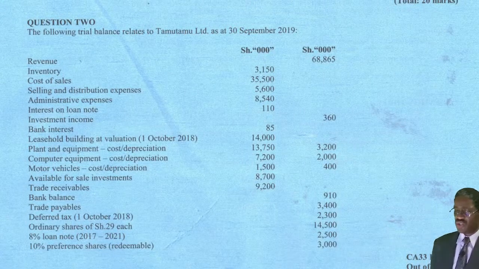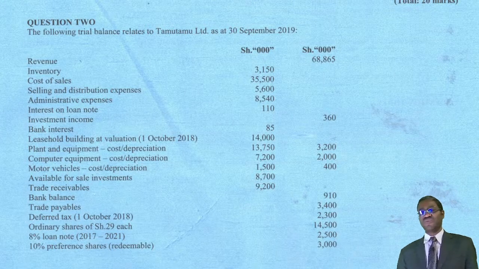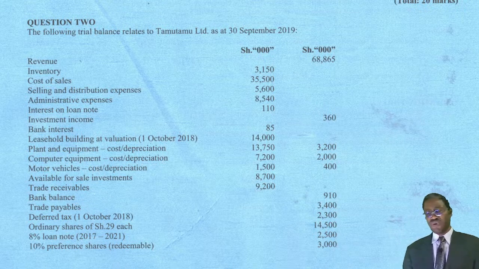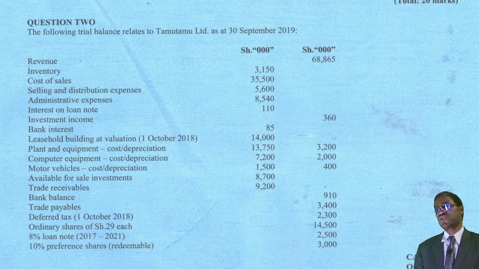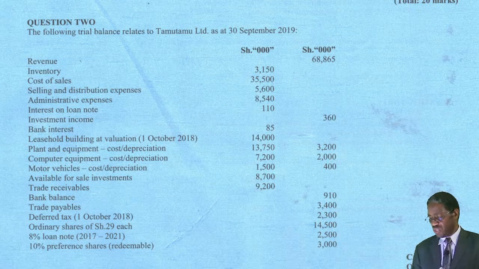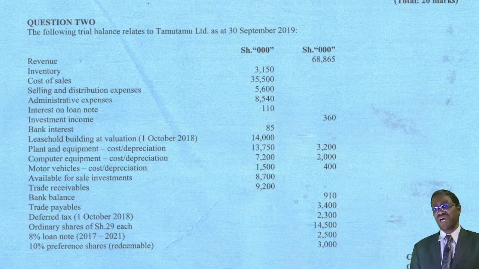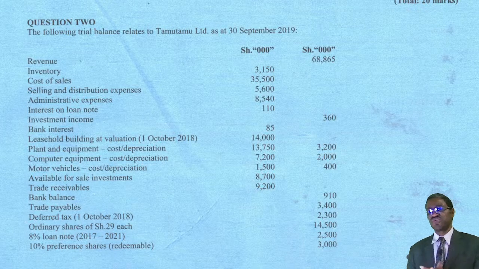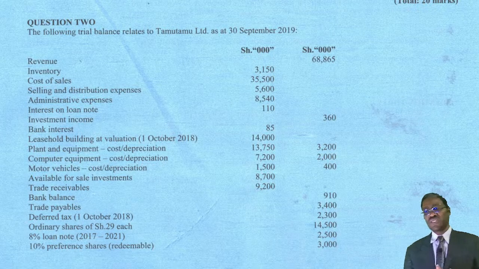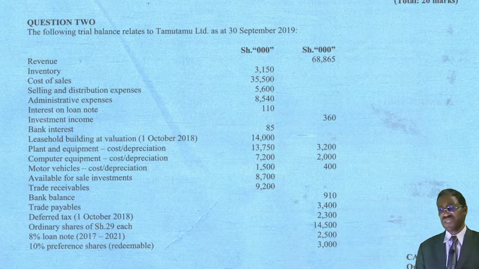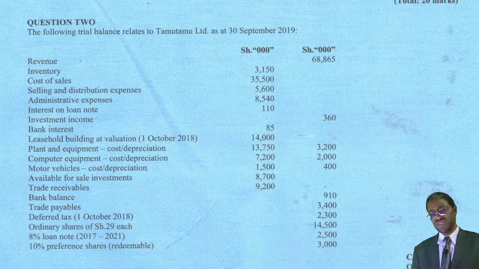That was the question. It was November 2020. It was question number 2. So let me read it. It says, the following trial balance relates to Tamutamu Limited as at 30th of September 2019.